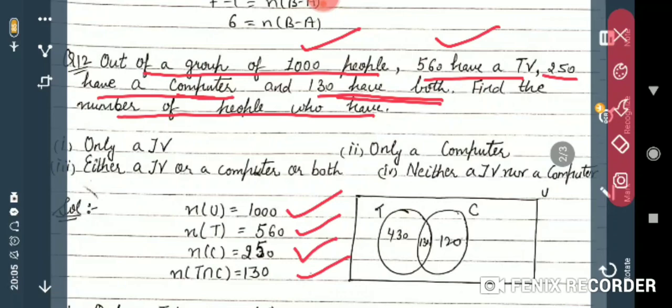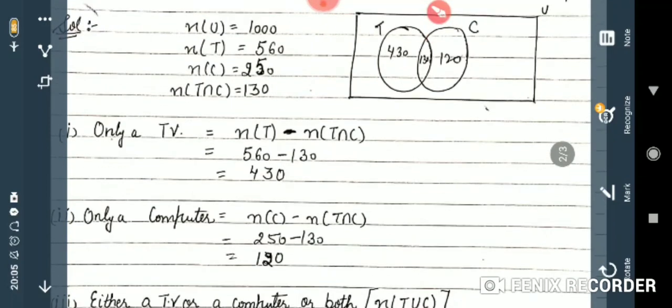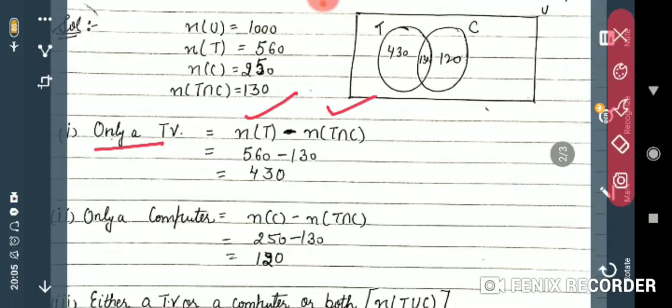So according to these, what you have to find? How many people have only a TV, only a computer, either a TV or a computer or both, neither a TV nor a computer. So let's do. First is only a TV. Only a TV means just a TV. That means that people should not like a computer. So what you will do? n(T) minus n(T intersection C). When you subtract n(T intersection C) from n(T), what you will get? The number of persons who like only TV.